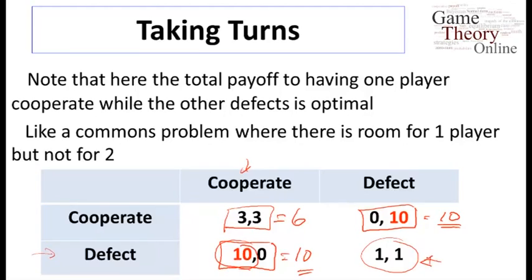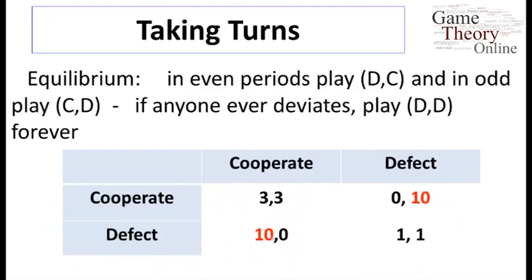Well, the difficulty with this game is that in terms of maximizing overall payoffs, we'd like to have one player cooperate and the other defect. But who wants to be the cooperator? Neither would like to be the cooperator because they're going to get a low payoff while the other gets a high payoff. But in repetition, we can have a situation now where we can end up having one player cooperate, the other defect, and then reverse in even and odd periods.